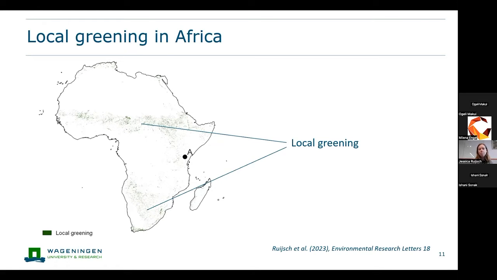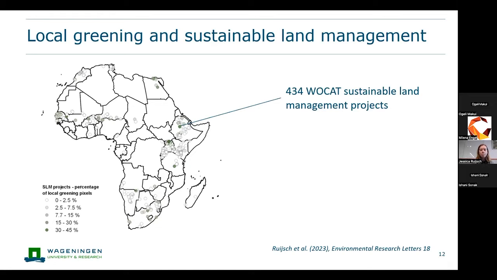So the next step we want to know is whether or not land restoration causes this kind of greening. So what we did is we used more than 400 sustainable land management projects from the WOCAT database, and these are projects like active revegetation, natural regeneration, but also a bit broader things like sustainable agriculture or things like that. And then you see here the locations of these projects and the amount of greening we saw at these projects.